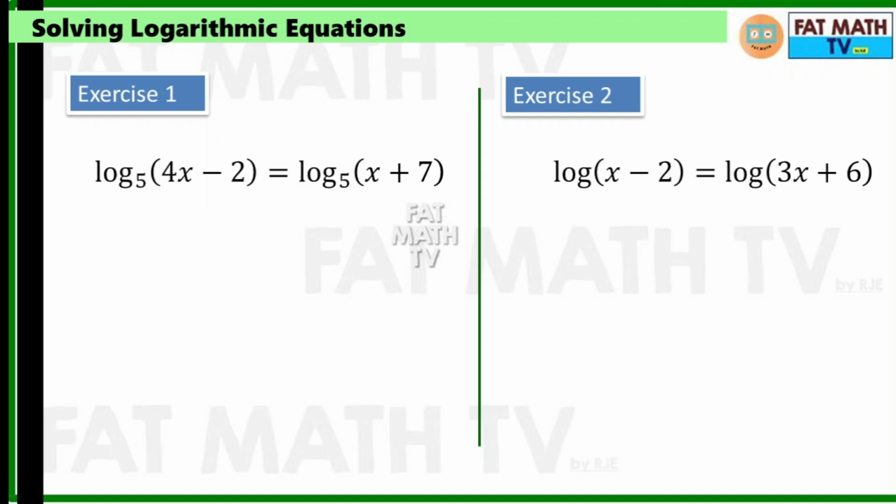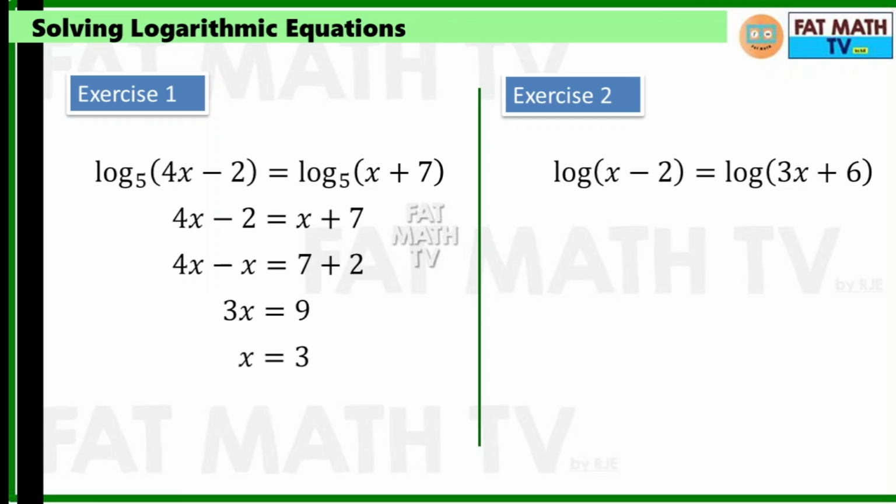Okay, so logarithm of 4x minus 2 equals logarithm of x plus 7. 4x minus 2 equals x plus 7. Put x to the left, put negative 2 to the right. You will have 4x minus x equals 7 plus 2. 4x minus x is 3x. 7 plus 2 is 9. Divide both sides by 3. You will get x equals 3. And if you substitute that to the original equation, you will satisfy the given. So x equals 3 is the solution.